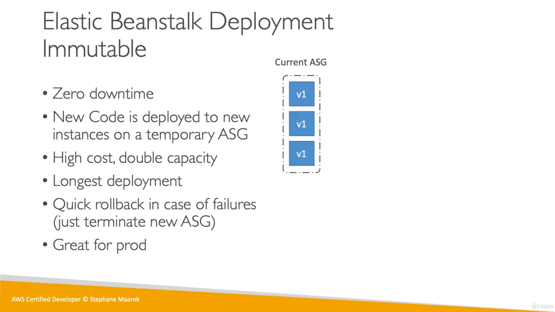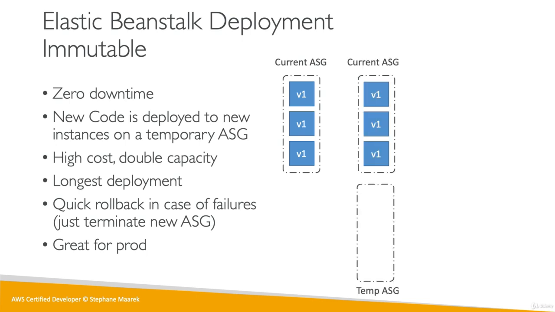So here's the idea. We have a current ASG with 3 applications V1 running on 3 instances. And then we're going to have a new temporary ASG being created. At first, Beanstalk will launch 1 instance on it just to make sure that it works.